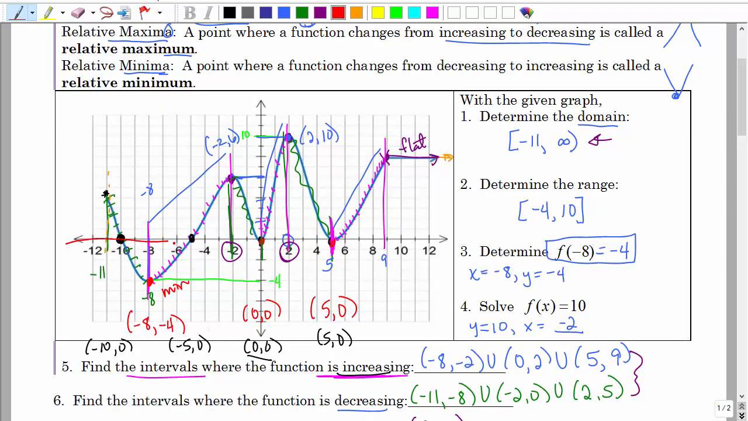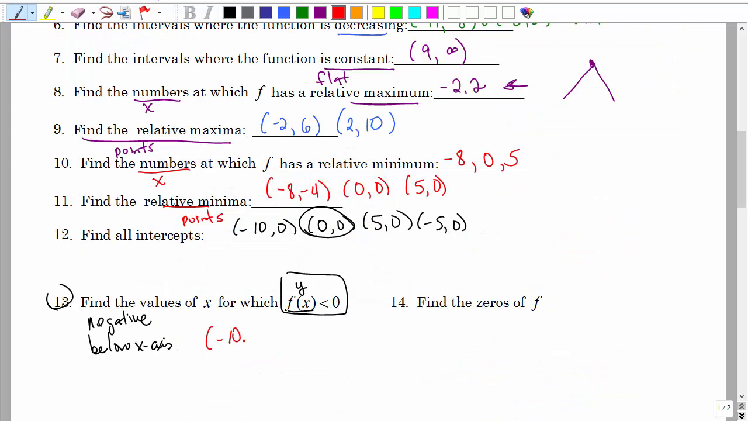So this is the x-axis. What part of that graph is below there? All of that. Sorry for all my squiggles. So what are the x values in there? Well, it goes from -10 to -5. That's the domain, or the x values, where y is negative.